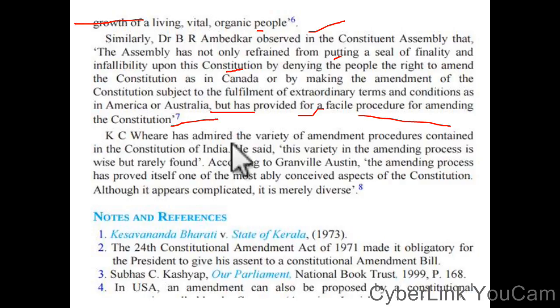K.C. Wheare has admired the variety of the amendment procedure contained in the Constitution of India. He said the variety of the amendment process is wise but rarely found. According to Granville Austin, the amending process has proved itself one of the most ably conceived aspects of the Constitution. Although it appears complicated, it is merely diverse.